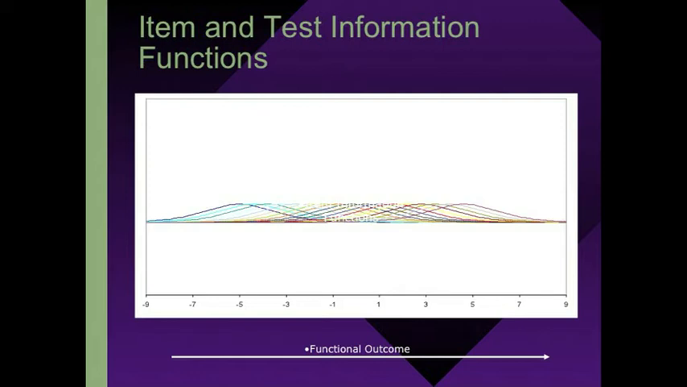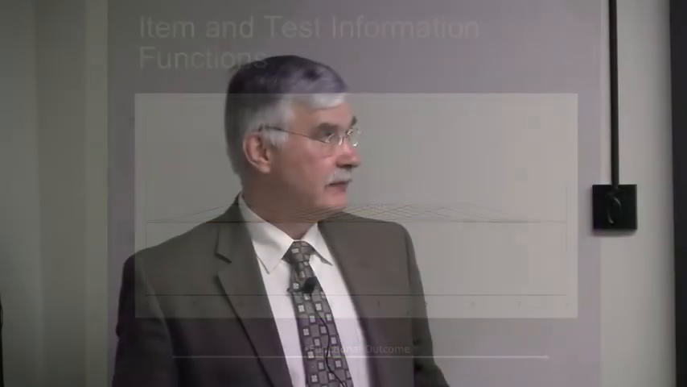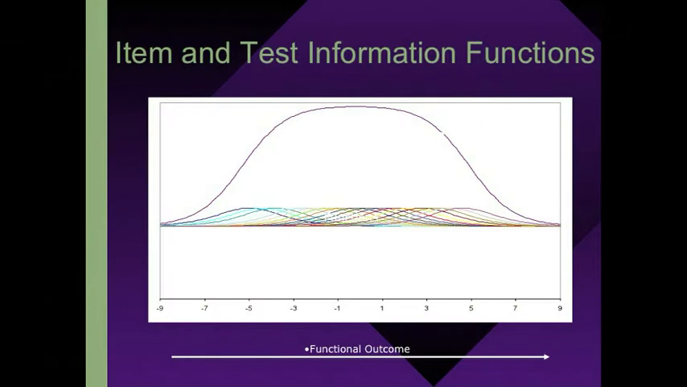Here, this is a functional outcome continuum from a very low amount of the trait to a very high amount of the trait. That's what you're aiming for. And then the test information function would look something like this if you do it well. That's the ideal. Now, none of them meet that ideal. But you might as well know what we're striving for.